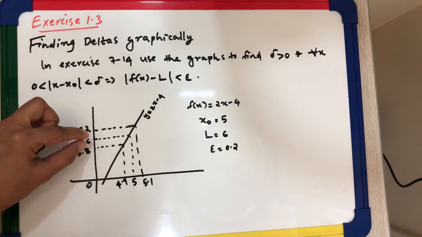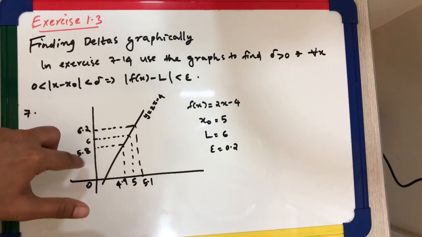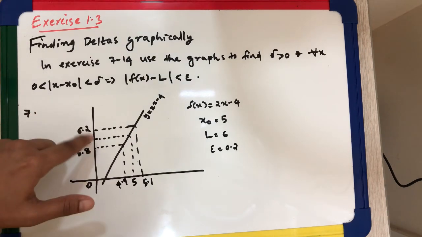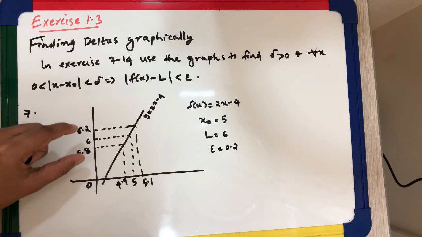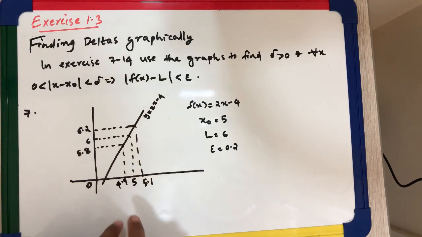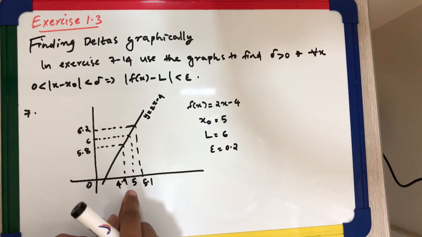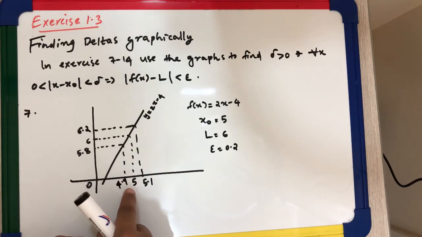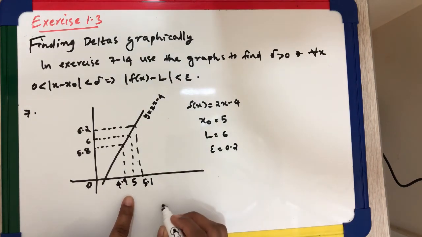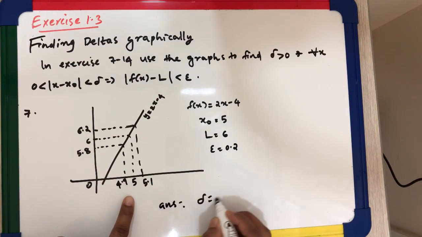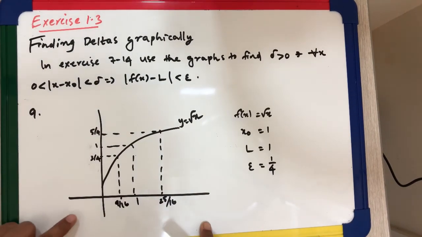Epsilon is the minimum distance here from 6 to the point A or B. The minimum distance we have to take here. The distance is same, 0.2. So epsilon is 0.2. Similarly delta is the minimum distance from x naught. Here the distance is 0.1. Therefore clearly delta is equal to 0.1.